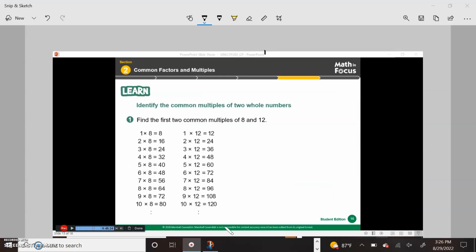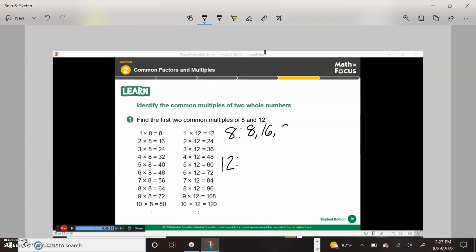Now we're going to take a look at finding the least common multiple of two numbers. We found the greatest common factor, and now it's the least common multiple. What I like to do with the least common multiple is list the first 5 multiples of both numbers. What we have here are 8 and 12. So I'll do the first 5 multiples of 8: 8, 16, 24, 32, and then 40.